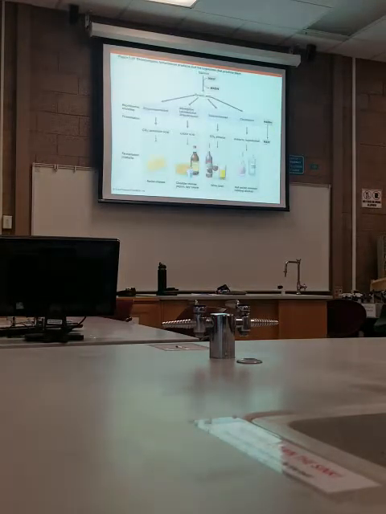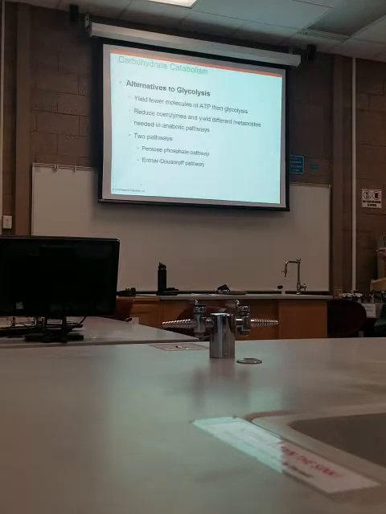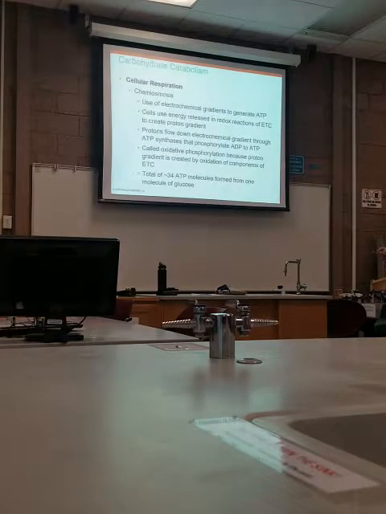Don't forget this term right here: chemiosmosis. Chemiosmosis is just that whole thing of making ATP by using that proton gradient and everything else. The whole pathway is called the electron transport system. The actual process is chemiosmosis. So cells use electrochemical gradients to generate ATP.